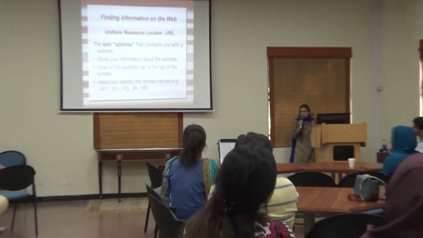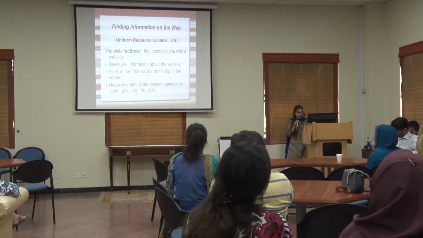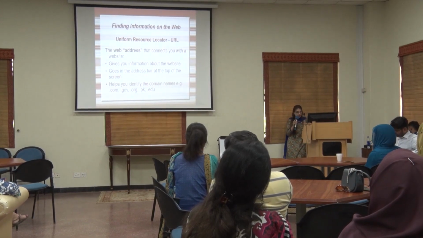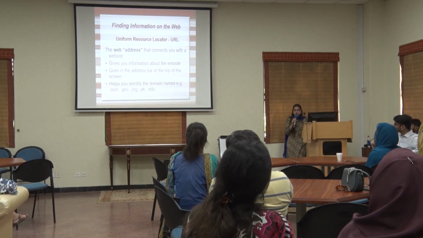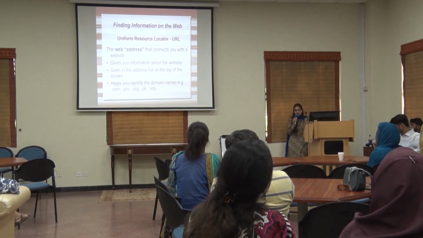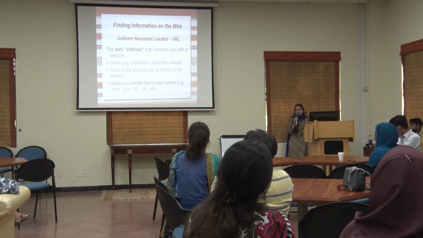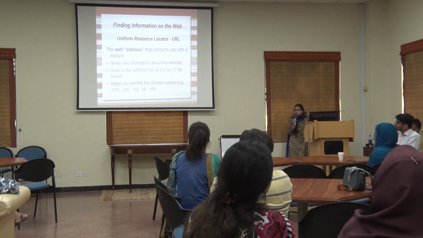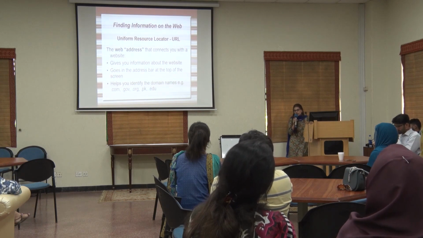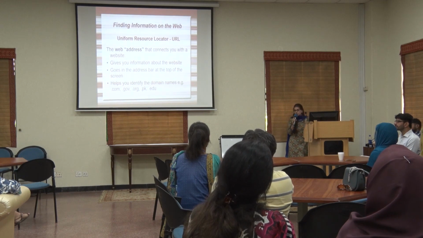Websites ending in .org are for organizational websites, .pk is for the country, and .edu is for educational or academic institutions. So you get an idea from the domain name as well of what information this website is going to give you. Commercial websites will obviously have commercial information, like buying and selling things, and .edu websites are those that have an educational purpose. So you can identify the purpose of a website from its domain name as well.